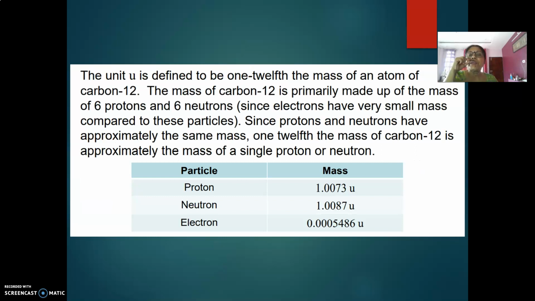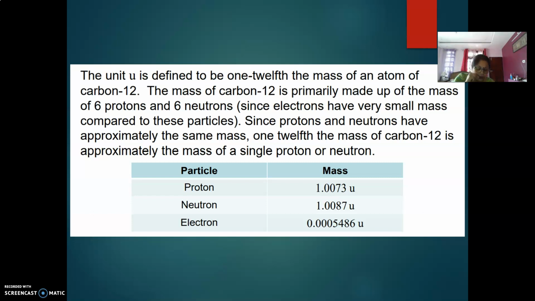So what is the atomic mass unit? Ultimately we know that it is defined to be 1/12 the mass of an atom of carbon-12. The mass of carbon-12 is primarily made up of the mass of 6 protons and 6 neutrons. This is the most stable isotope. Whatever compound you get, any compound made up of carbon is actually made up of carbon-12, other than the radioactive ones, you have heard about radiocarbon dating.